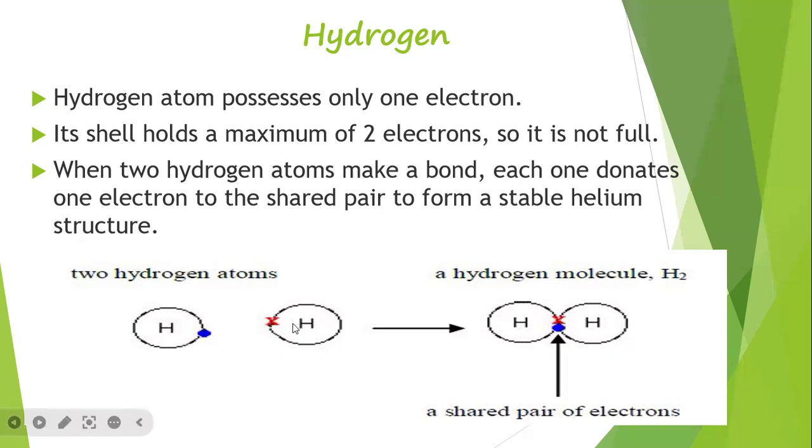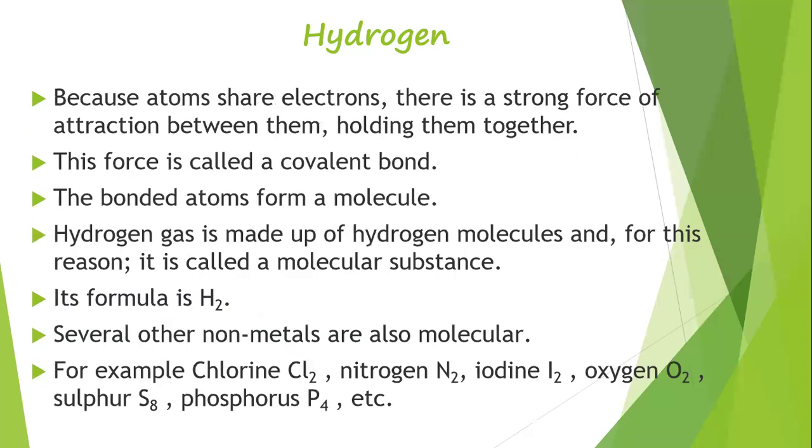Two hydrogen atoms, as you can see, when they bond, a hydrogen molecule is formed, whereby a shared pair of electrons is observed. These electrons are shared together to form this kind of bond, that is the covalent bond. Because atoms share electrons, there's a strong force of attraction between them, holding them together. This force is what we call the covalent bond. The bonded atoms form a molecule, which is formed after the bond formation has happened.